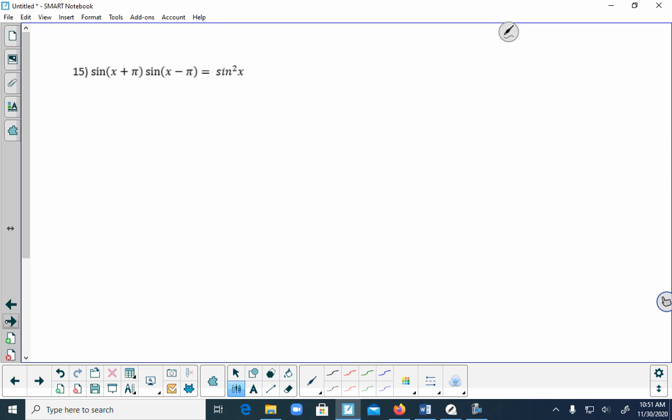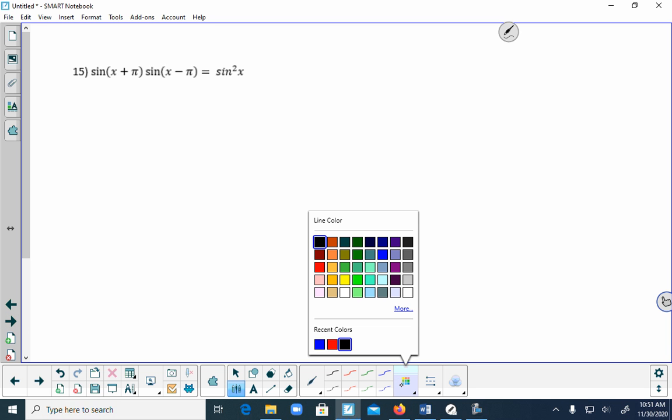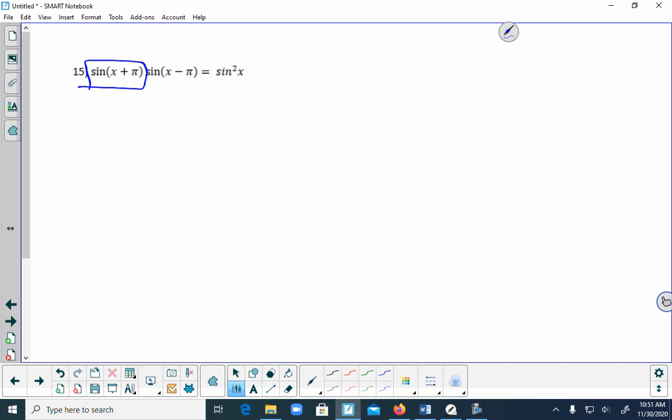The next one, you want to verify this identity. So I'm going to do the same thing, color code again. So sine of x plus pi. That's going to be the sine of x cosine of pi using the sum formula plus the cosine of x sine of pi. And then this is times. So I'm going to show multiplication here.